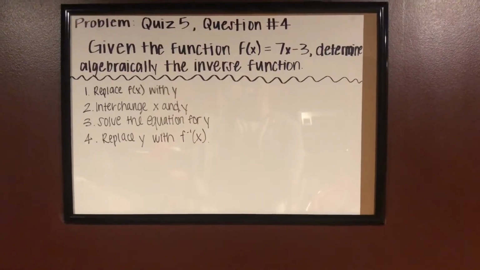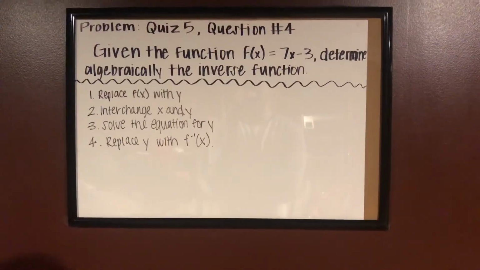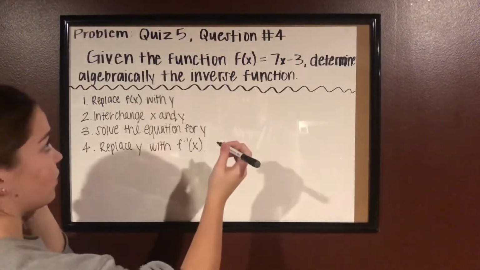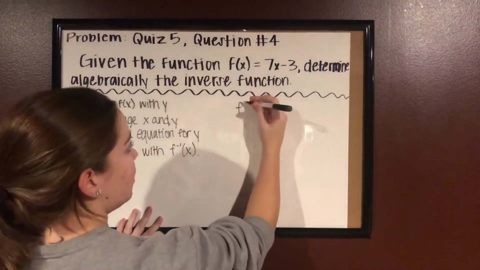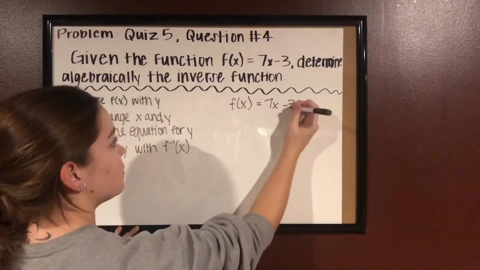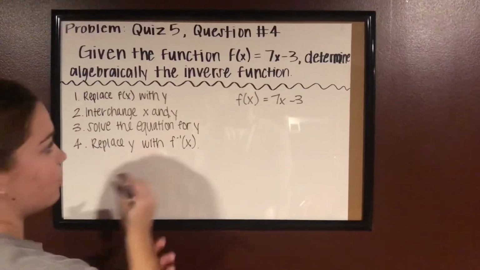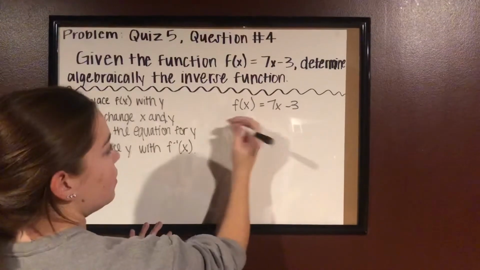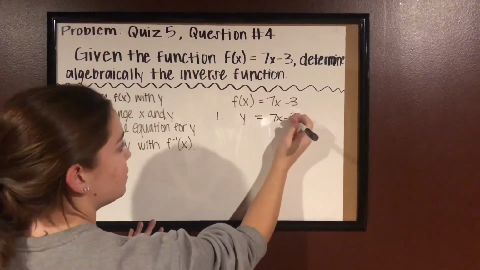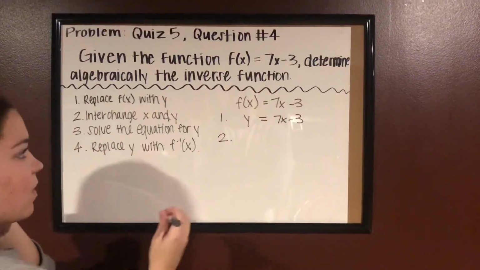Okay, so now that we know the steps, we'll move on to actually answering the question. So the question is f of x equals 7x minus 3. And then we'll go to the first step, which is replace f of x with y. So we'll write y equals 7x minus 3. And then the second step is interchange x and y.